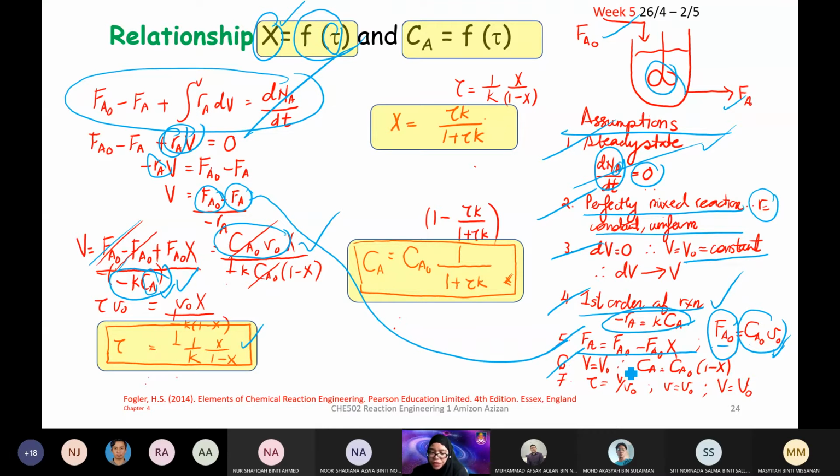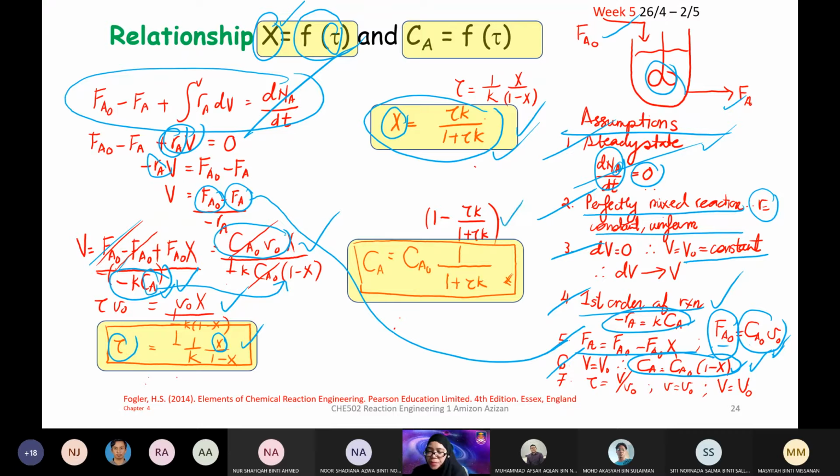Then if the volume is constant, you can also express the CA as that equation. So if the CA there is expressed as that equation because the volume is considered to be constant, you can use this equation. Then the rest of it, simply simplify it. So now we have the x in the function of tau. If you want to find the x, just simply rearrange it. That is the final equation.